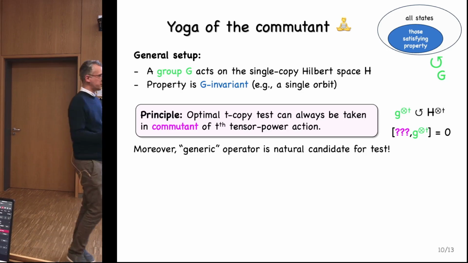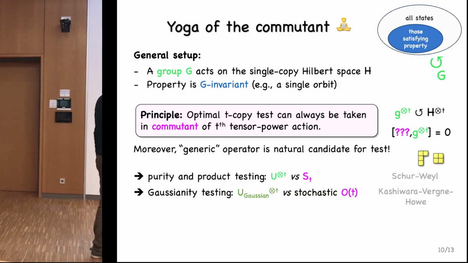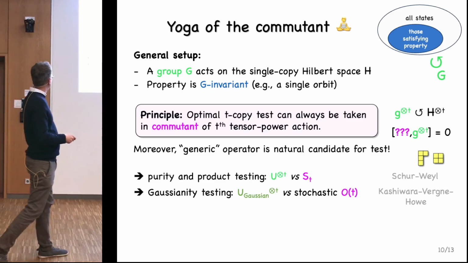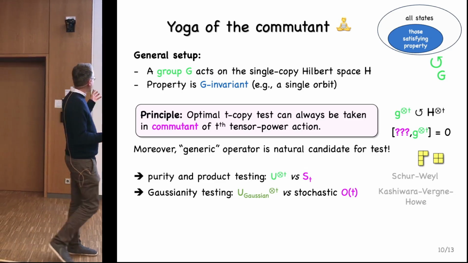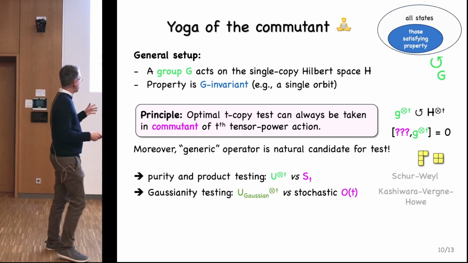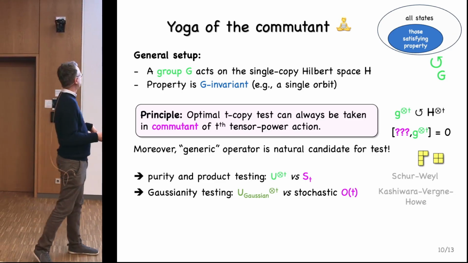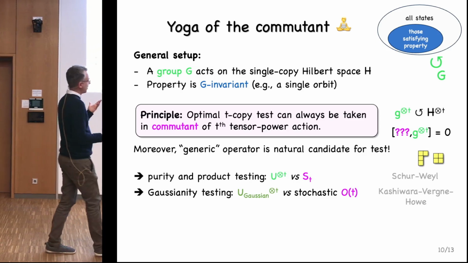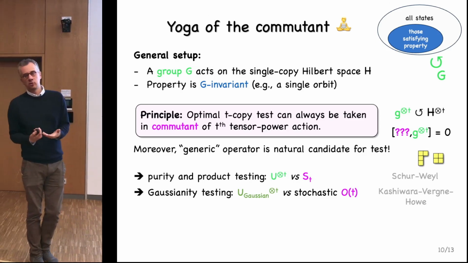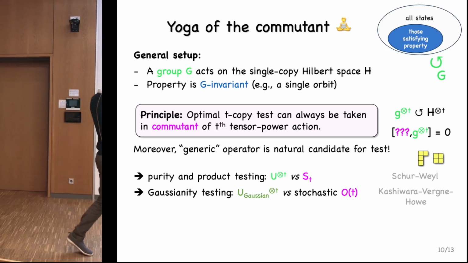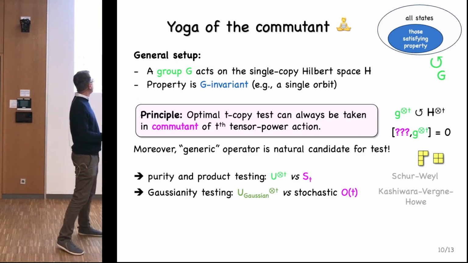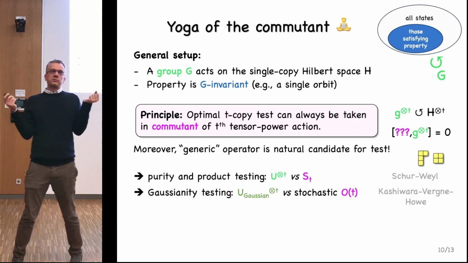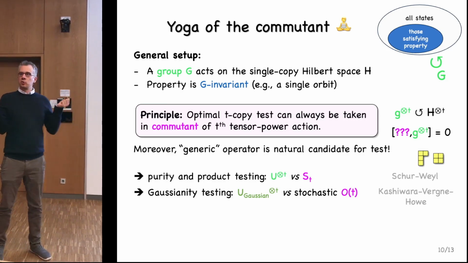So this kind of advice, this kind of idea, okay? And so as I was saying, for purity and product testing, the action is U to the tensor T, or UA tensor UB to the tensor T, and then the corresponding commutants are spanned by the symmetric group. I guess precisely I only wrote the purity case here, and that is something everyone knows, right? It's just a statement of Schur-Weyl duality.